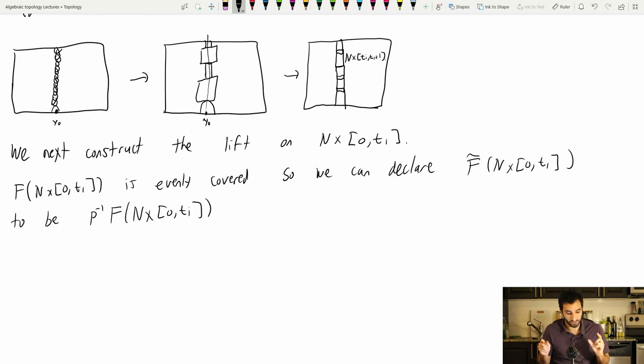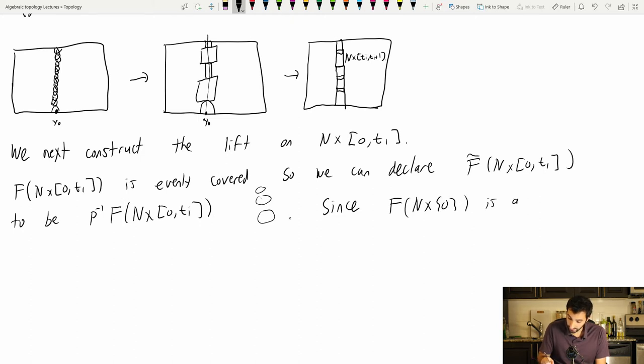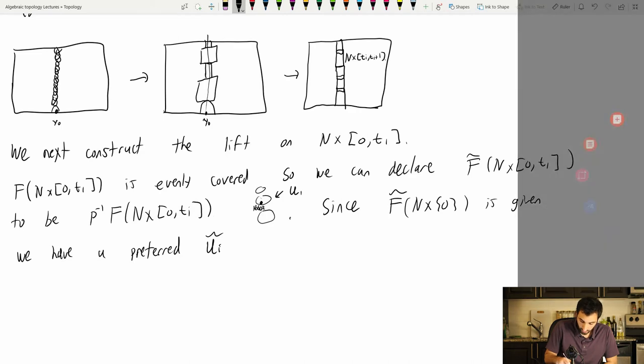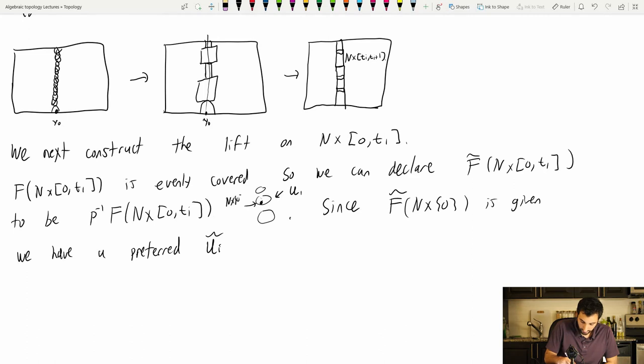But there's a slight problem, which is that I need to pick which component this goes in. Remember, I have all these pancakes up here. Which one does it go in? Now, since f of N cross 0 is given, f twiddle of N cross 0 is given. Remember, we start with a lift on the 0 part of y cross I. We have a preferred U_i twiddle. So in particular, N cross 0 will live in one of these pancakes. And now I can honestly, unambiguously tell you what f twiddle of N cross [0, t_i] is.